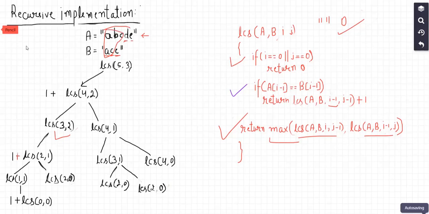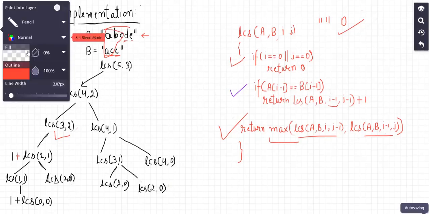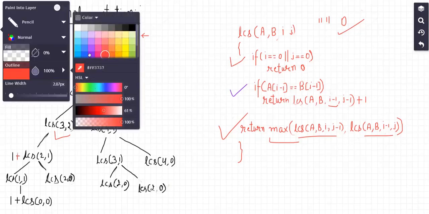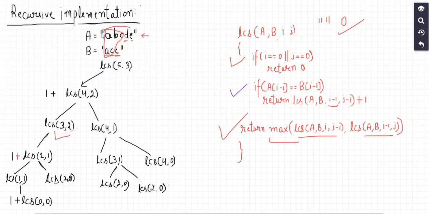Okay, and I call the function for this set, that is by skipping C here, for the set 3 2 and for set 4 1. Whatever these two functions return, let's say this function returns me x, this function returns me y, then I will return max of x and y to the calling function LCS4.